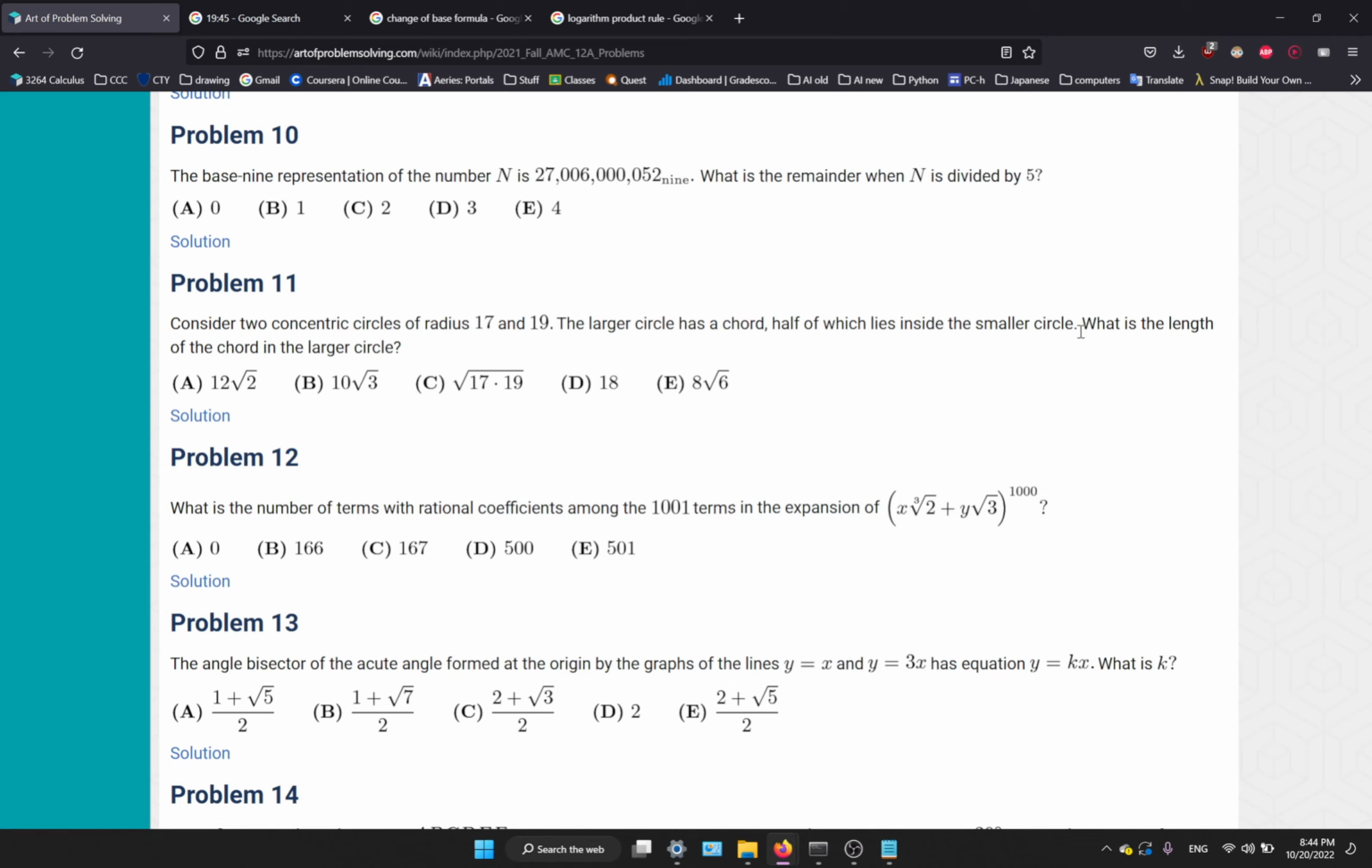And we're gonna draw a chord. This is gonna work. Okay, that looks pretty good. Then we're gonna draw that out. That's 17s. Then we're gonna draw these out. Those are 19s. And we want to find what 2x is.